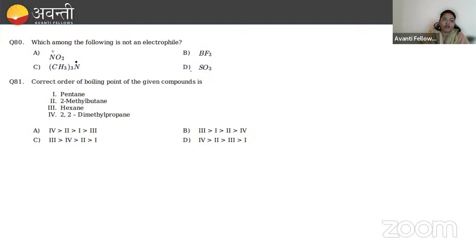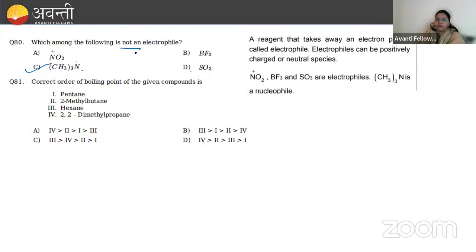But this nitrogen is having what? An extra lone pair of electrons which it can donate, right? An electrophile is one which gains electrons, not donates electrons. So this is not an electrophile. That is what we have asked here.